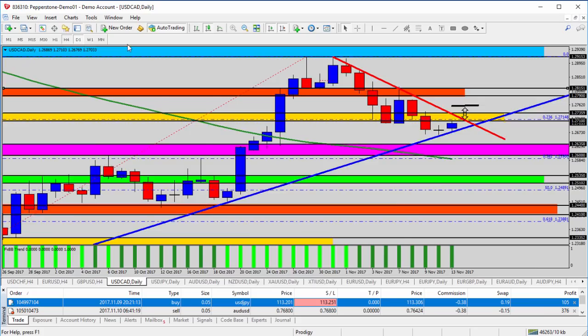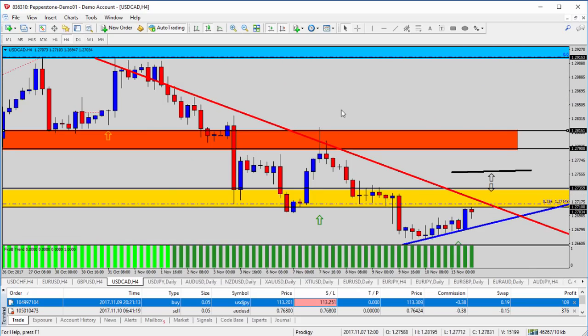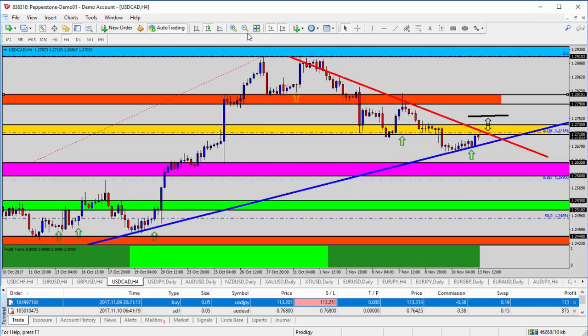So let's take it down to the 4-hour time frame and zoom it out again. There you can see it just underneath that yellow zone. Again, I don't think that this is a quality opportunity to go long. As long as it's underneath that yellow zone, it is more likely a scenario for going short here for the Canadian dollar.